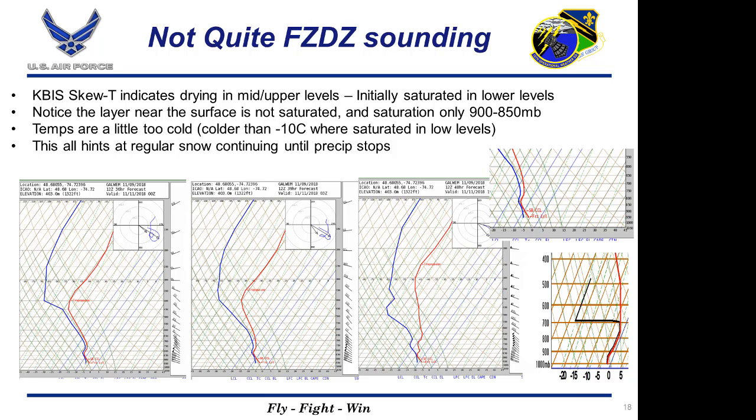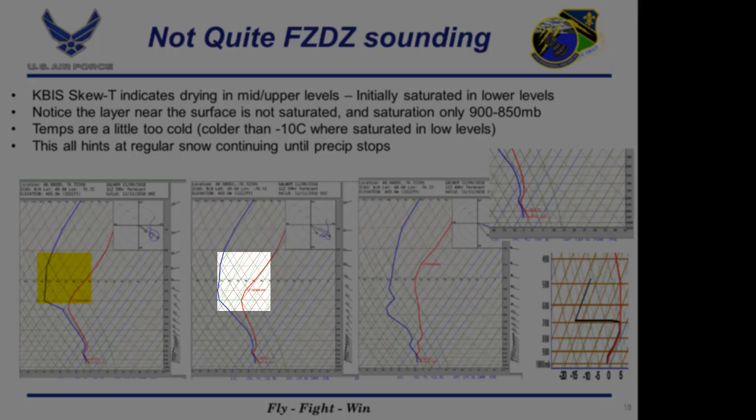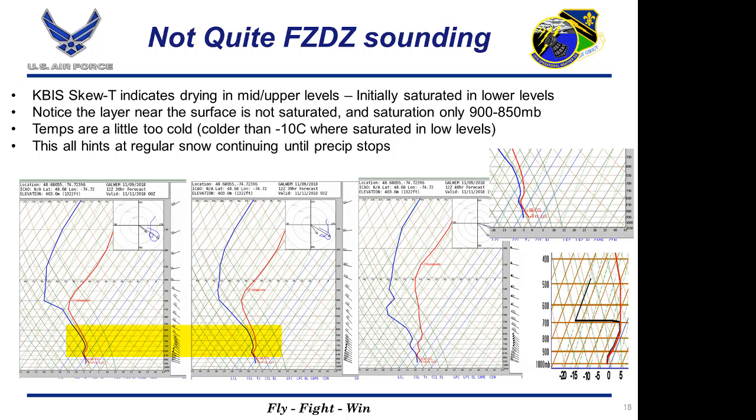The same can be said about the skew-Ts after the 11th at 0Z. While we get a nice drying effect aloft and some saturation in the low levels, the atmosphere is never really completely saturated to the surface, which is not conducive for freezing drizzle. Notice the difference in the near-surface temperature and dew point traces versus the typical freezing drizzle sounding on the right.